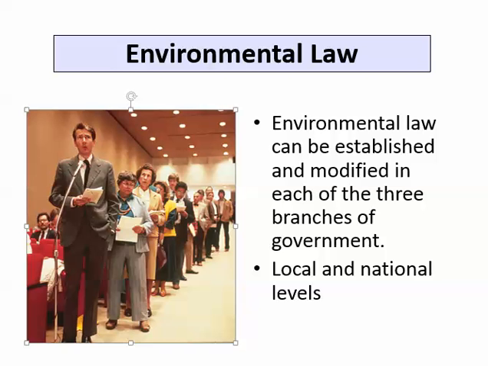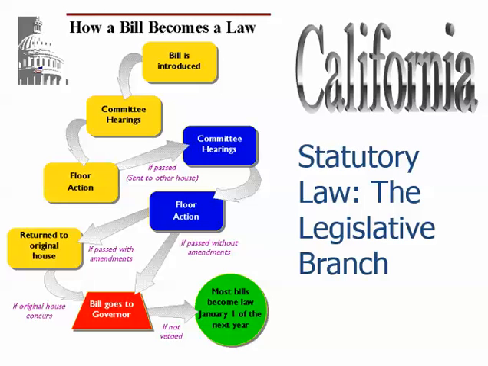So anyway, environmental law can be established and modified in each of the three branches of government. We'll talk about those in a minute, and at the local and national levels. And so what happens in California, and this is much like the federal government, is that we have a process for a bill becoming a law.